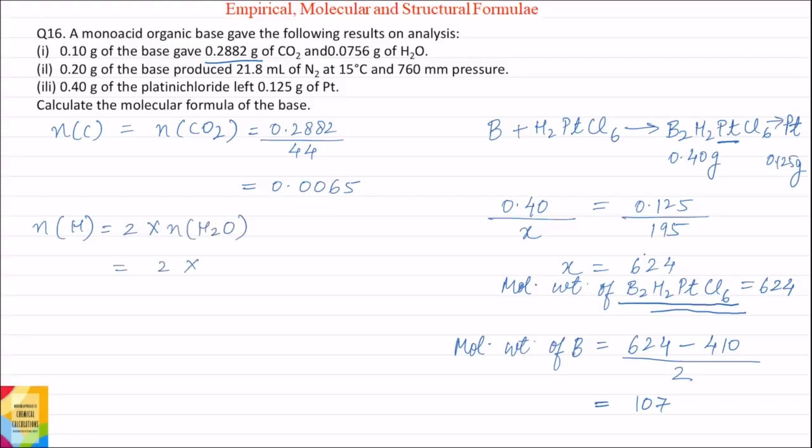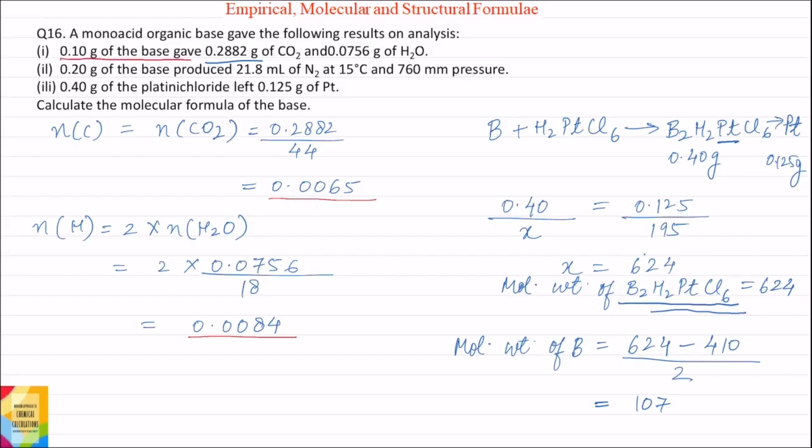Similarly, moles of hydrogen will be equal to 2 into moles of H2O, and this is equal to 2 into 0.0756 divided by 18. 0.0756 is the weight of H2O and 18 is the molecular weight of H2O, and this is equal to 0.0084 moles. Now this is the moles of carbon and moles of hydrogen in 0.1 gram of the base.